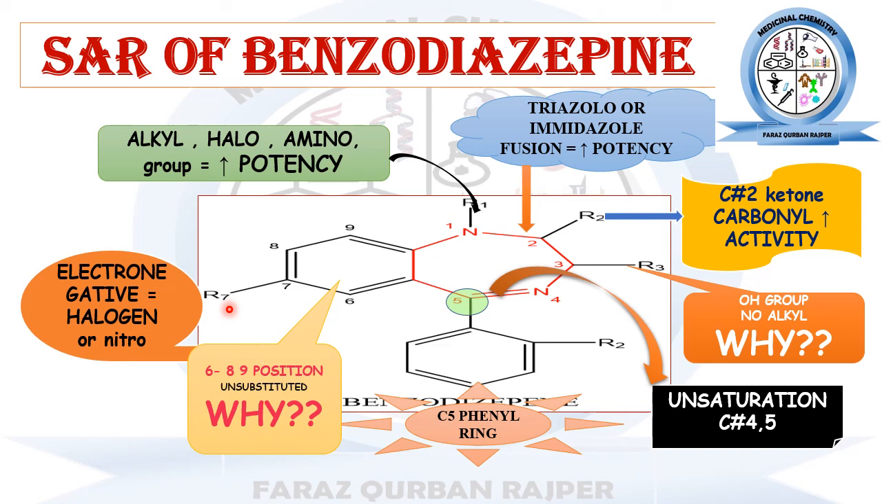The C6, 8, and 9 positions of the benzodiazepine chemical structure must be unsubstituted. If these sites are substituted with any type of functional group, it will result in complete loss of biological activity of benzodiazepine. So this is all about the structure and its relationship with the biological activity of benzodiazepine.